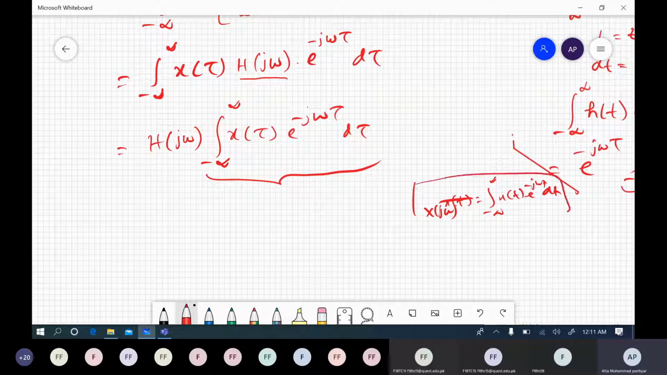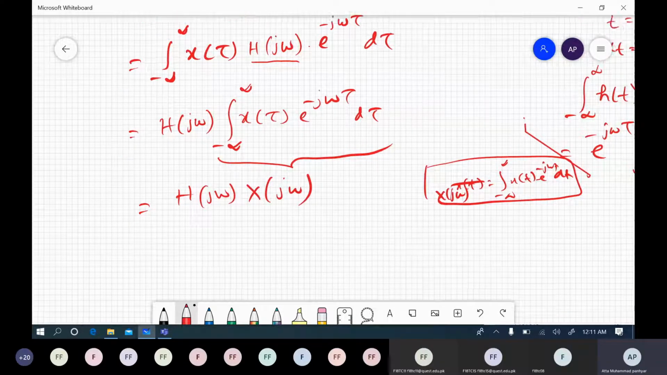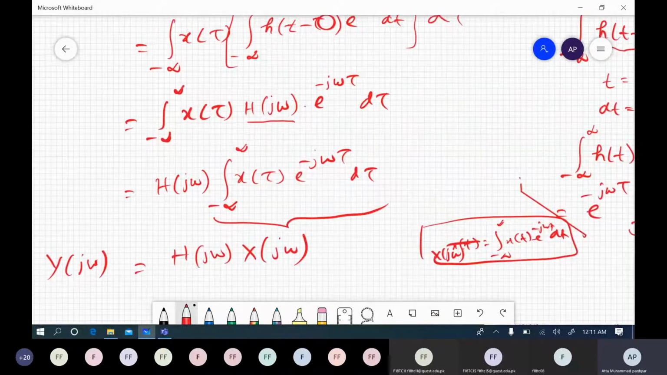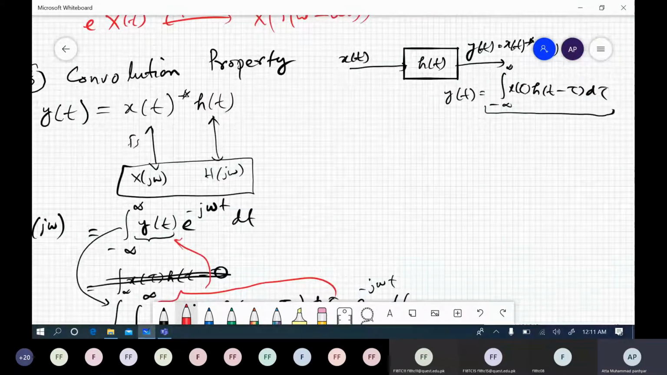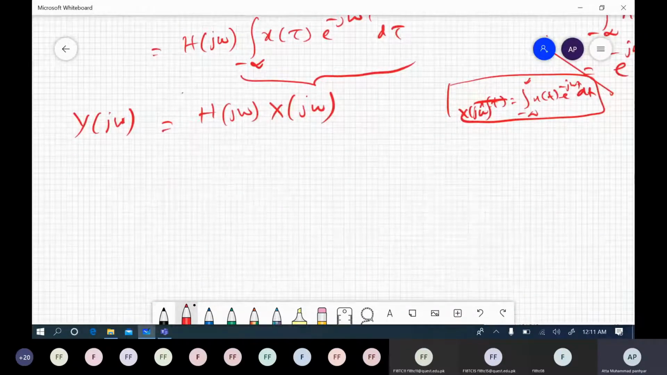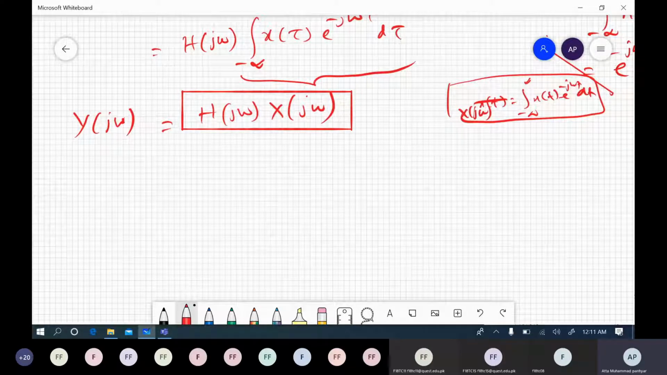So you can see these equations are same. Only running variable is here, running variable is t, and here running variable is tau. So it does not affect on omega axis. So this must be equal to h x of j omega. Now what we conclude here is that the signals which were convolved in time domain, their associated frequency spectrum is multiplied, right. Solving convolution is cumbersome, right, but solving multiplication is very easy.